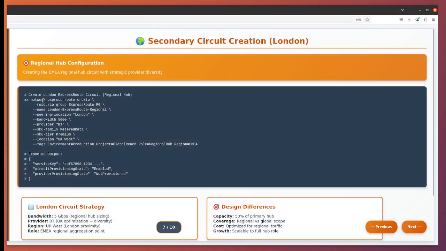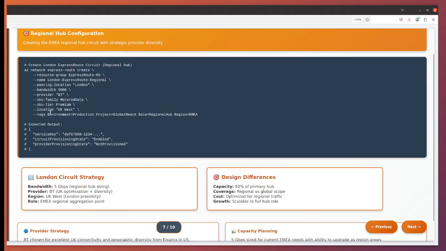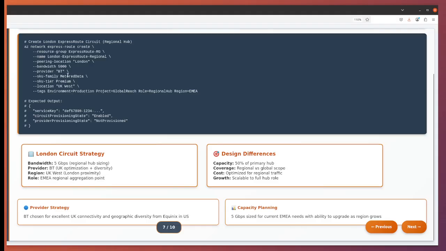Secondary circuit creation, London. Our London circuit serves as the regional hub for EMEA operations. Notice the strategic differences in this configuration compared to New York. We're using BT as our provider in the UK West region. This choice optimizes for London connectivity and provides different provider diversity from our New York circuit. The 5 Gbps bandwidth reflects London's role as a regional hub rather than the global primary hub. This right sizing helps manage costs while providing sufficient capacity for EMEA traffic.